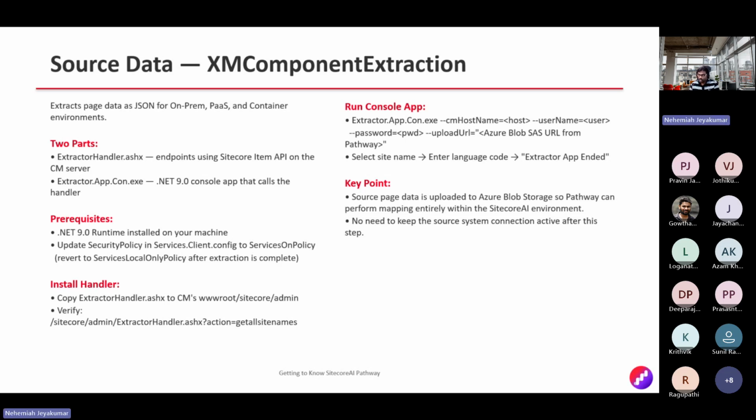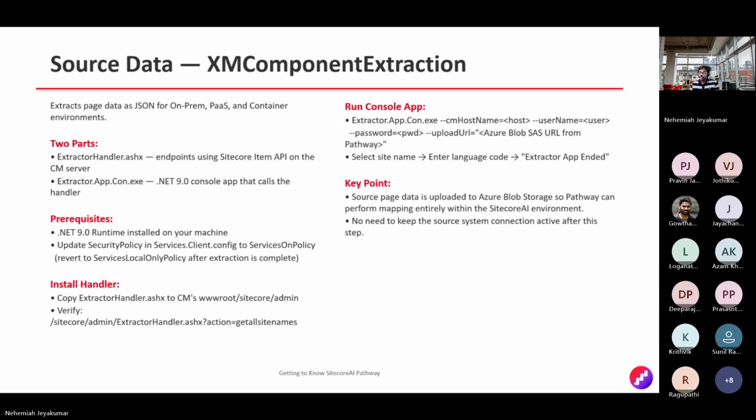Once you copy the handler file to your admin folder, you can verify whether the handler is working fine. Just call sitecore slash admin slash extractor handler and then action get all site names. This exports a list of sites available on your current CM site, which confirms that your service on policy is enabled properly and your handler is working properly.